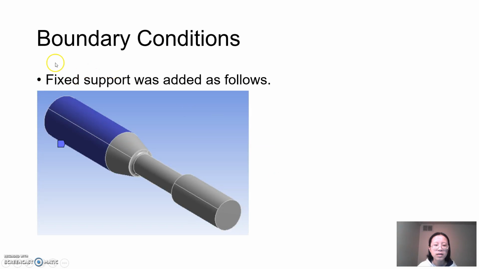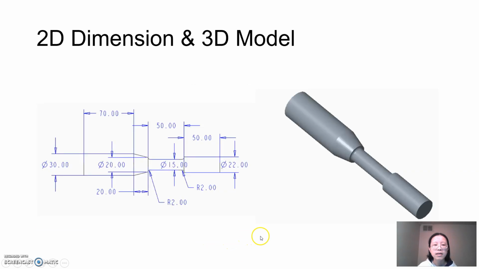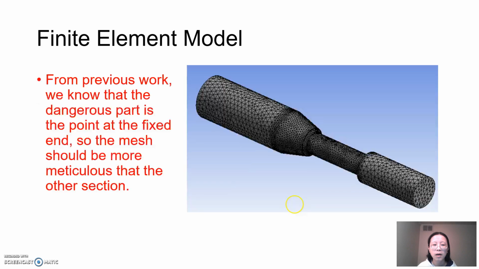The boundary condition is shown in these figures. I added a fixed support on one end of this shaft, and I applied the load on the other end of this shaft. This is the 2D dimension and 3D model of this shaft. This is the finite element model. This is an ideal model of this project.